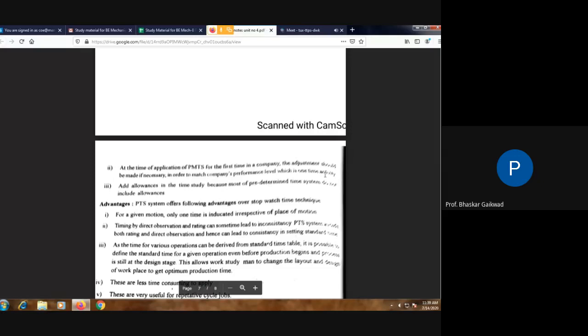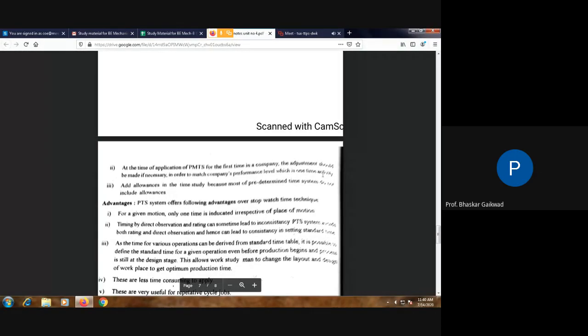Sometimes, if there is a problem in actual work, along with whatever chart is decided, the work study man can change the work layout so that whatever timing is decided can be achieved. Means if the standard time is decided and actually on the shop floor it is not possible to achieve, that means there is some problem. Now, in order to remove this problem, the work study man has certain authority to change the layout in order to achieve the standard time. Okay, so this is very important.